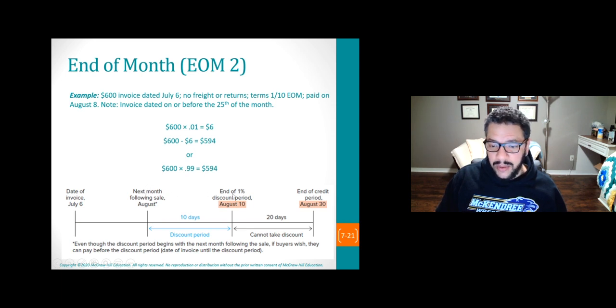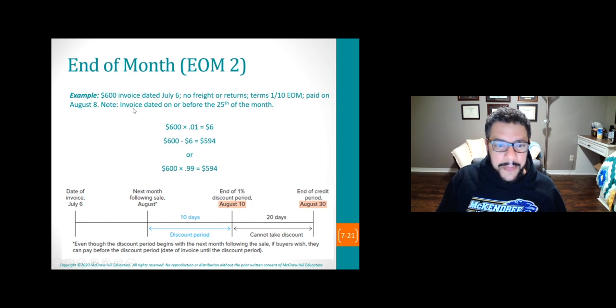And then once you start to count, your discount period ends August 10th, right? So you go to the last day and then you start counting. Your discount period is 10 days from the last day of that month. Since this is the 6th, we go to the last day of July. So this should be July 31st. And then you have 10 days to pay that. And then you have another 20 days. It's always 10, 20. You have another 20 days to pay the whole thing. You won't get the discount, but you can pay the whole thing.